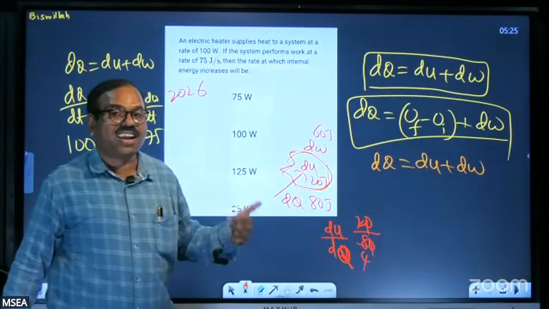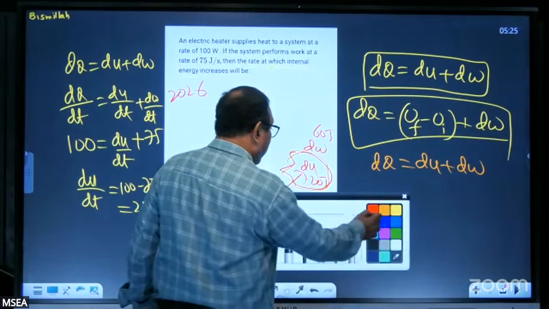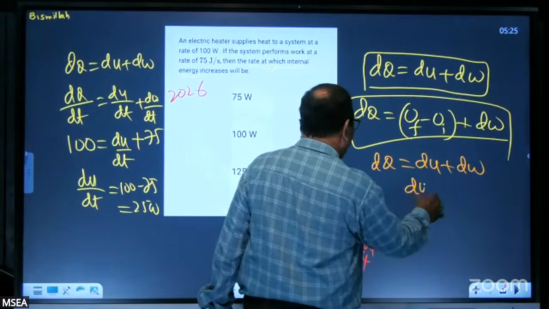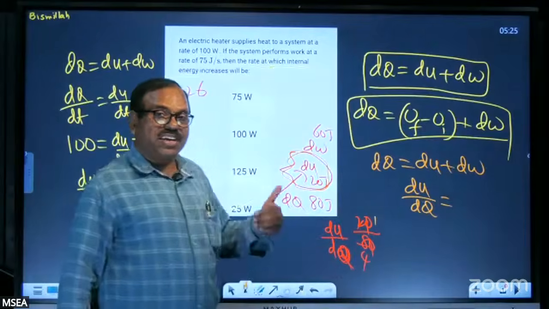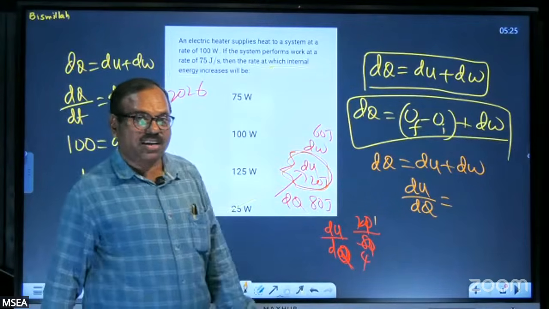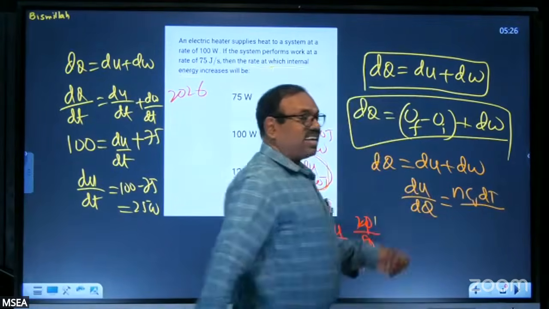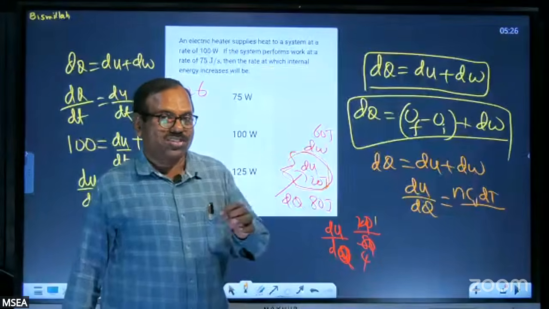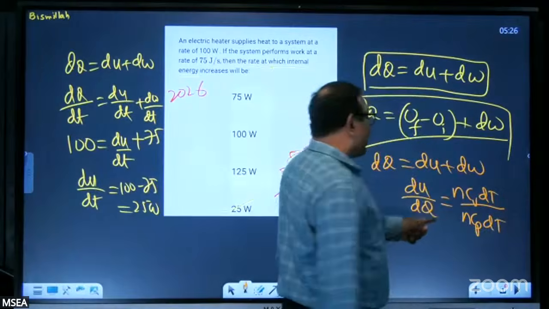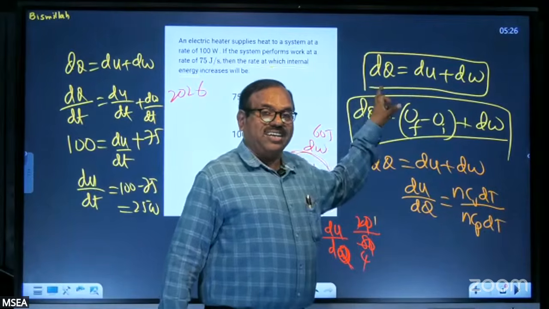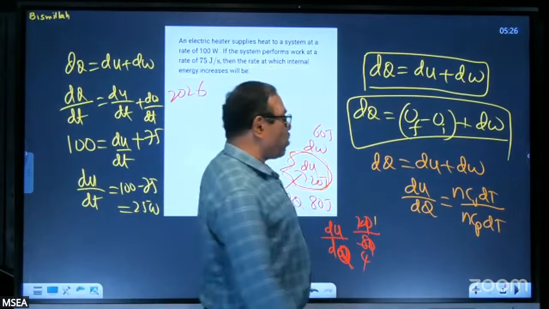So the fractional increase in internal energy we can write as du by dq. The fraction is 1 by 4. Then we can write one very important formula. du equals ncv dt, the increase in internal energy at constant volume, and dq equals ncp dt. Whenever heat is given to the system at constant pressure, it is utilized to increase its internal energy and also to do the external work.